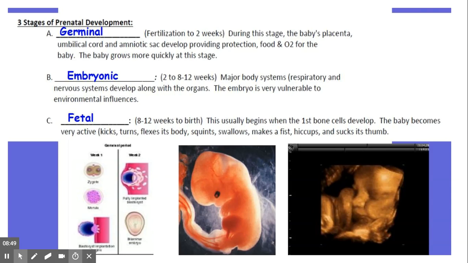Our fetus at this point in time, as far as other things that they're doing, they are squinting, they are swallowing. Yes, they are taking in some of that amniotic fluid for the most part. They may make fists, they might have the hiccups, they may even suck their thumb.